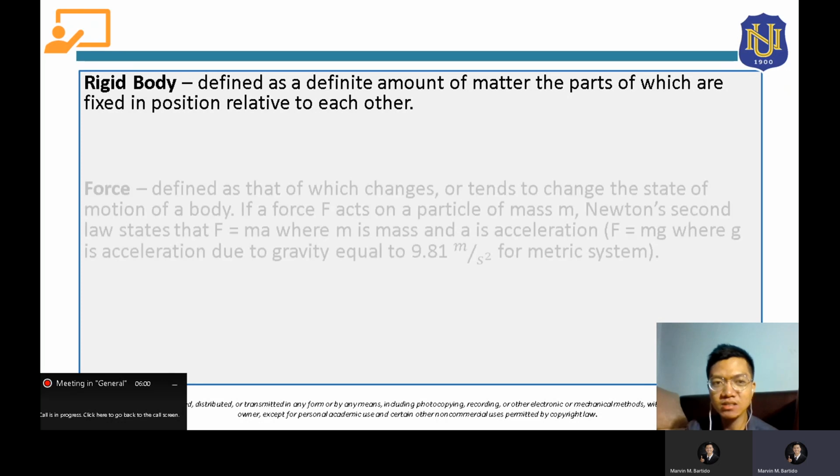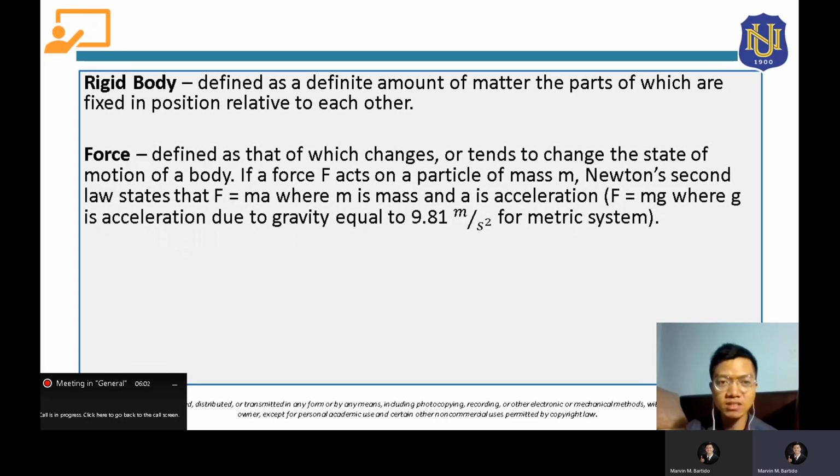Now let's talk about force. Force is defined as that which changes or tends to change the state of motion of a body. If a force F acts on a particle of mass m, Newton's second law states that F is equal to ma, where m is mass and a is acceleration. We can also use the formula F is equal to mg, where g is acceleration due to gravity, equal to 9.81 meters per second squared for the metric system.